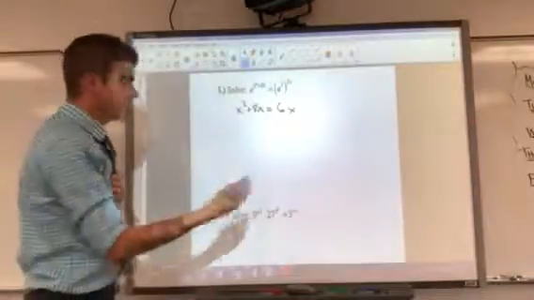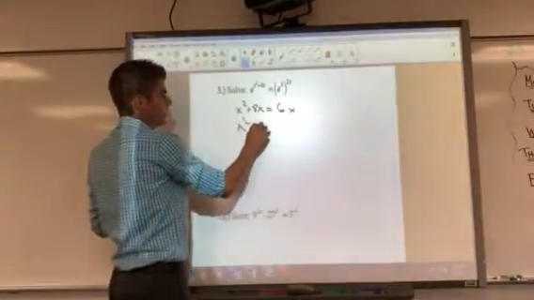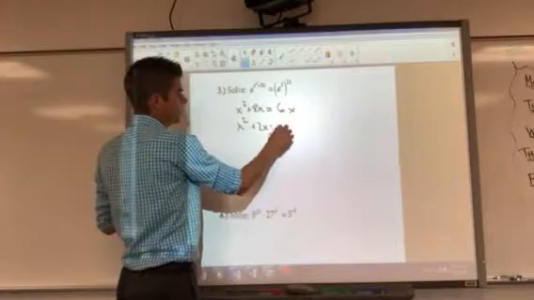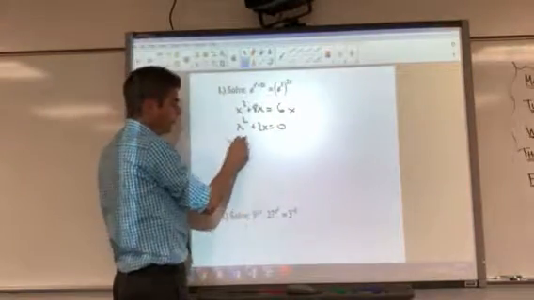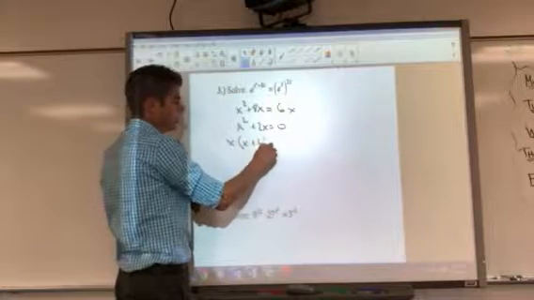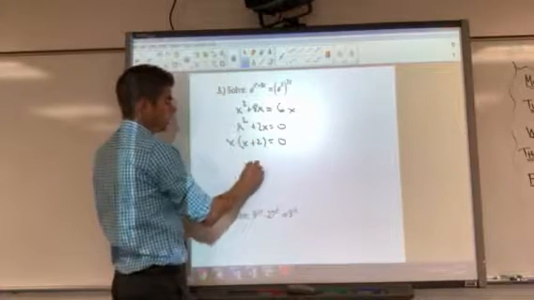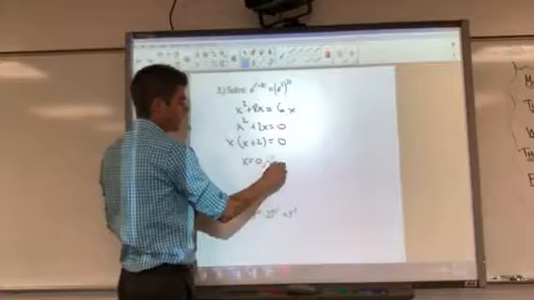And so then I can subtract: x squared plus 2x is equal to 0. Don't divide by x because you would lose a solution. We can factor. And so then that's true when x is 0 or x is negative 2.